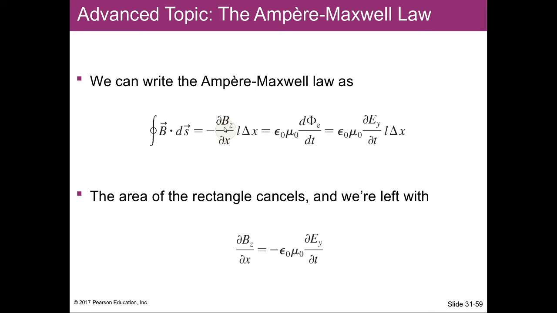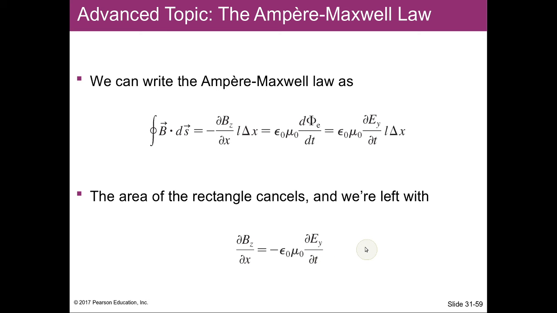And so then inserting the time derivative of the electric flux that we've also previously just looked at, we find, upon cancelling again the area of the rectangle, that we also get a relationship of the rate of change of the magnetic field with respect to position, and that relates to the rate of change of the electric field with respect to time.